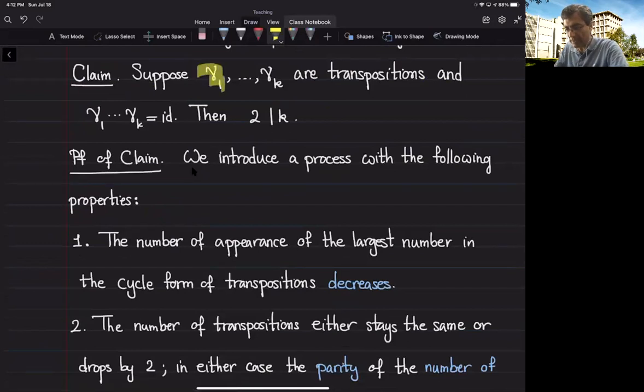Suppose I give you gamma i's, gamma 1, gamma 2, up to gamma k. I tell you that they are transpositions, and we happen to know that their product is actually identity. From here, I want to deduce that 2 divides k, that k is even. We are going to proceed with the following argument.